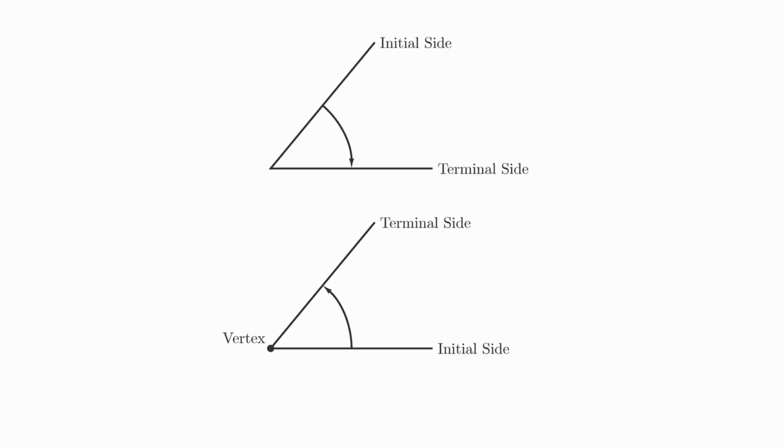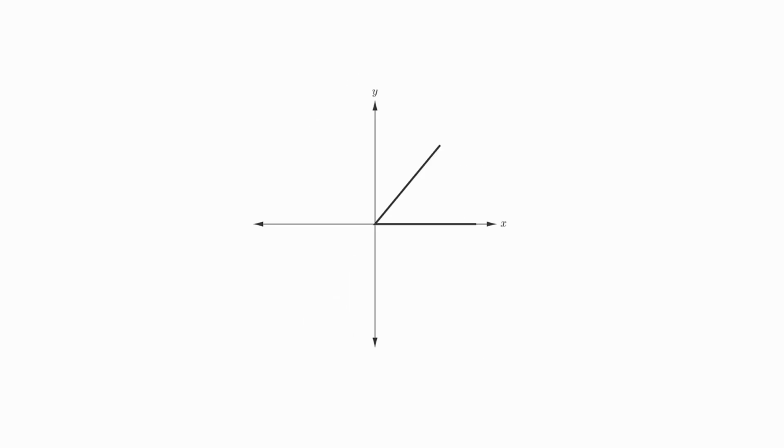The choice of the initial side and terminal side is context dependent, and in many cases it doesn't even matter. The one case where this is extremely important is when we're drawing angles in standard position. This means that the angle is drawn on the xy plane with the vertex at the origin and the positive x-axis as the initial side. In this case, angles in the counterclockwise direction have a positive measure, and angles in the clockwise direction have a negative measure.